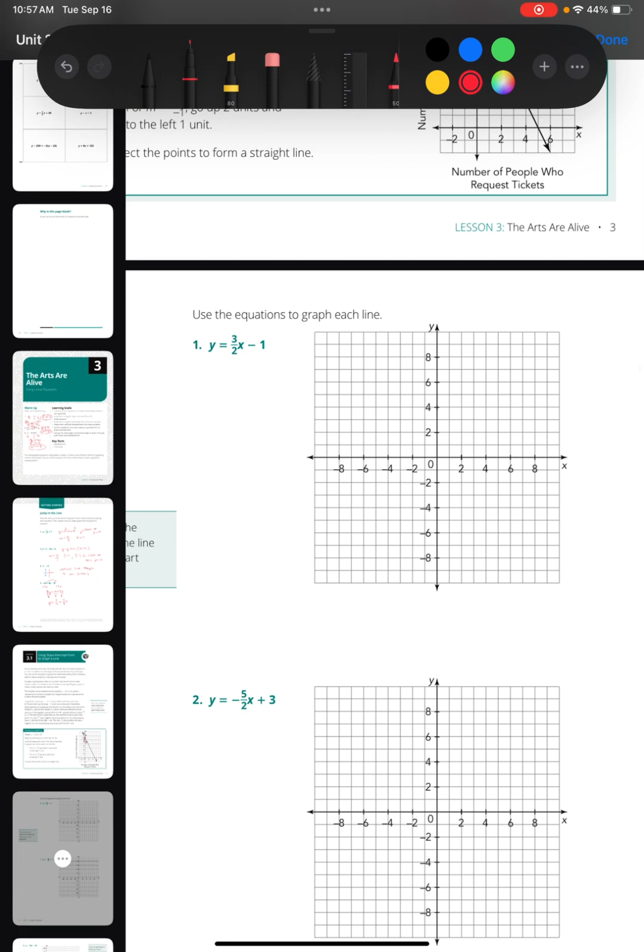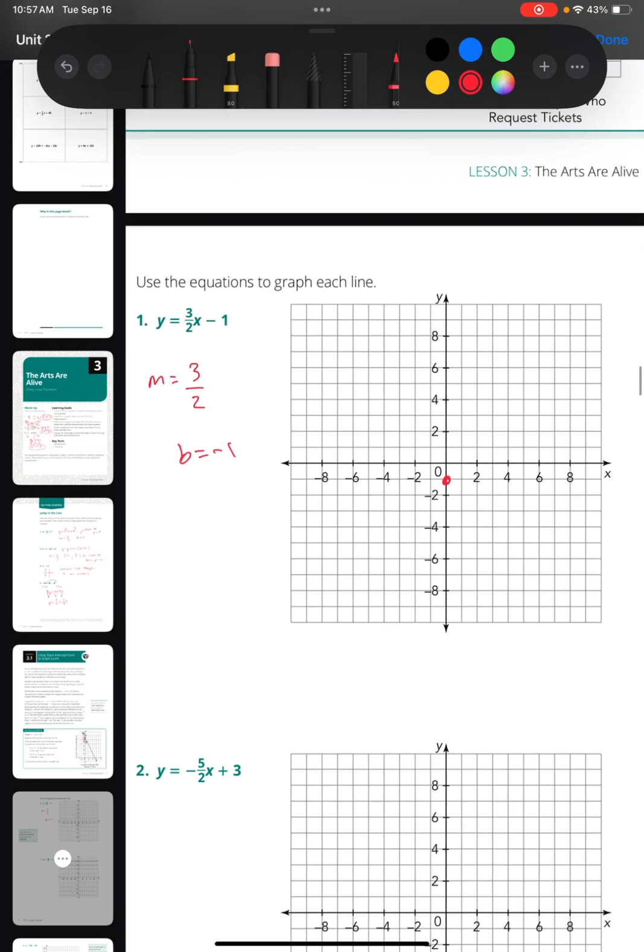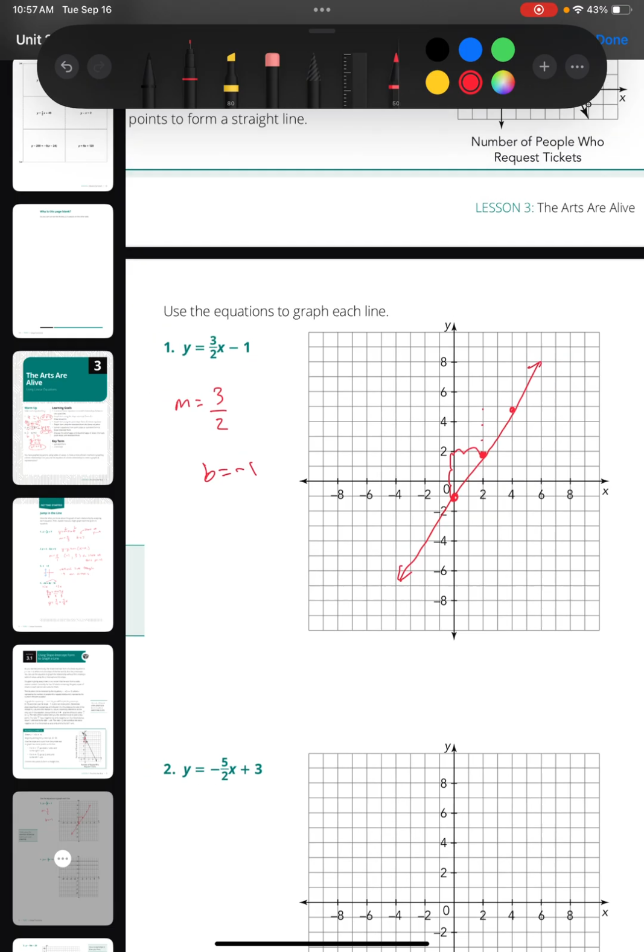So for number 1 here, my slope is 3/2 and my y-intercept is -1. So we're going to start at -1 on the y-axis. Since my slope's positive, we're going to go up with the top number. Up 3, right 2. And you can keep doing that if you want more points on that line. And there is our line. Mine's a little wavy, but there's our line going through those points.